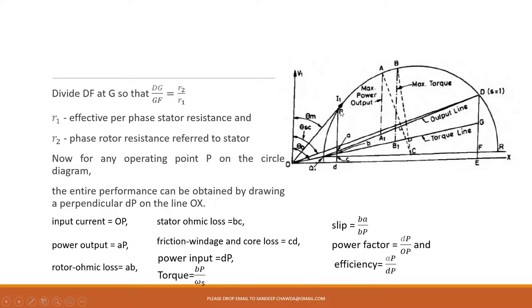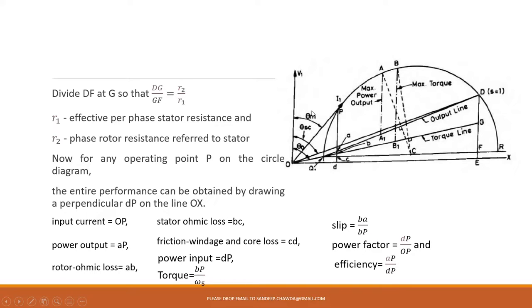Now you are having this point P, just connect it with O. Point P is connected with O, so this is going to give you the input current or stator current I1. Now I1 is with you, so the angle between I1 and V1 is going to give you theta m, or you can say the stator side power factor angle.